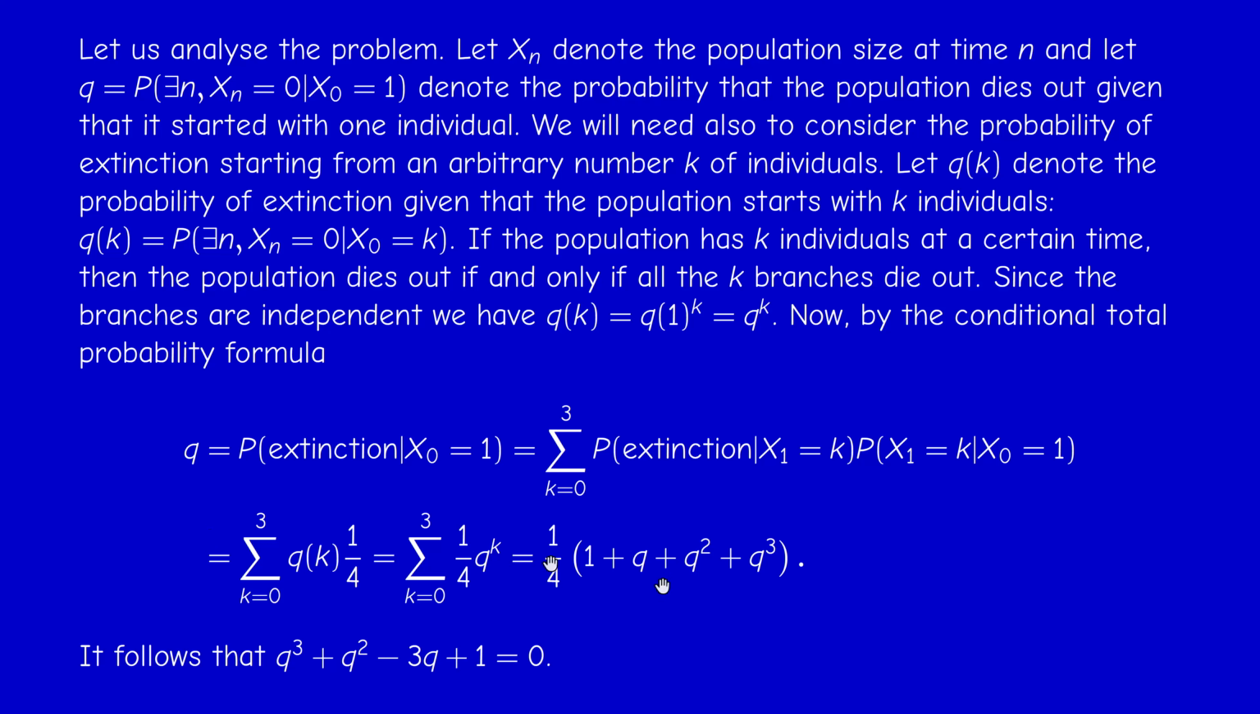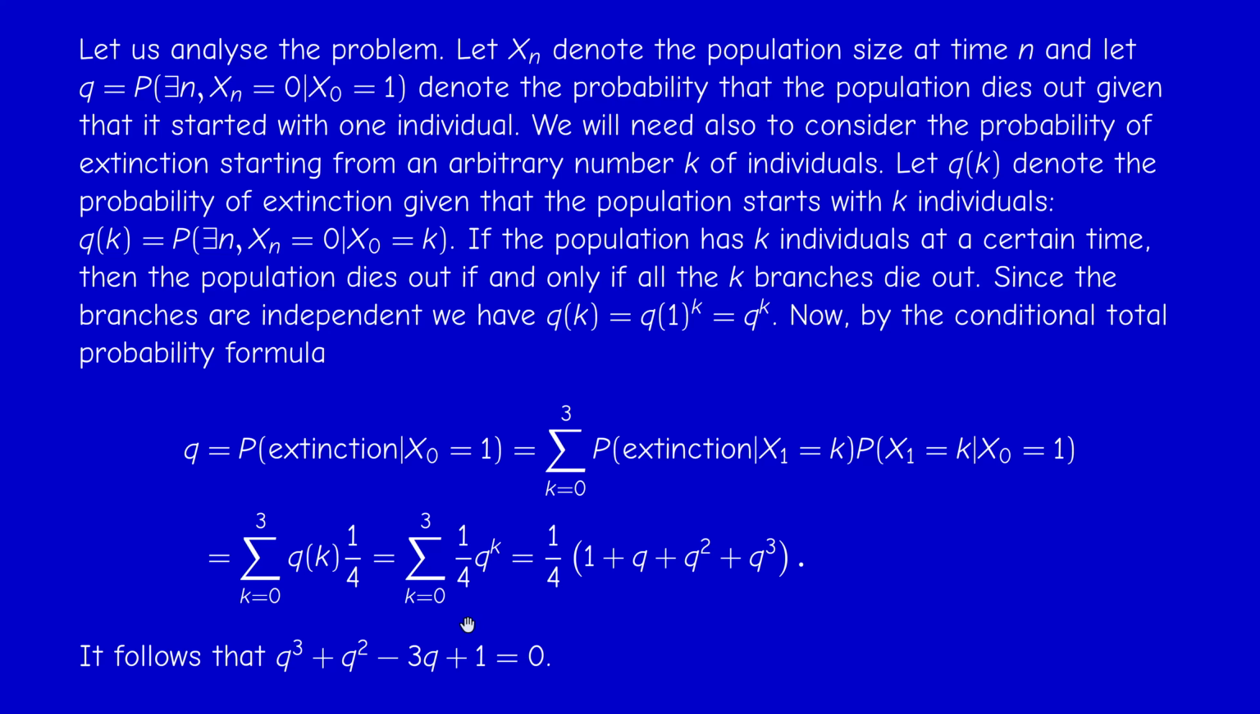So if I multiply by 4 and subtract 4q, I get q cubed plus q squared minus 3q plus 1 equals 0. So this is the equation, you can call it the characteristic equation if you like, of the problem, that you have to solve in order to determine q.